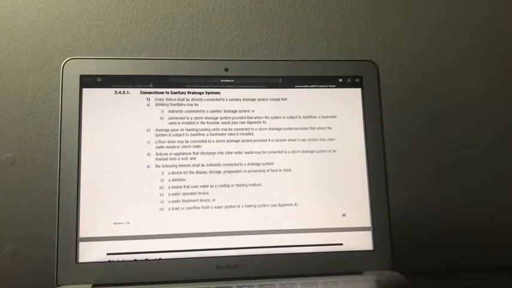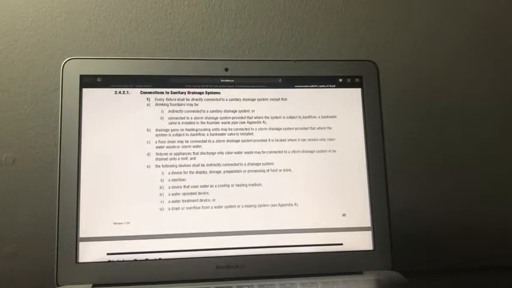So let's just touch on that for a sec. Drinking fountain, yeah, indirectly connected to a sanitary drainage system. That's pretty typical. Connected to a storm drainage system, provided that where the system is subject to backflow.